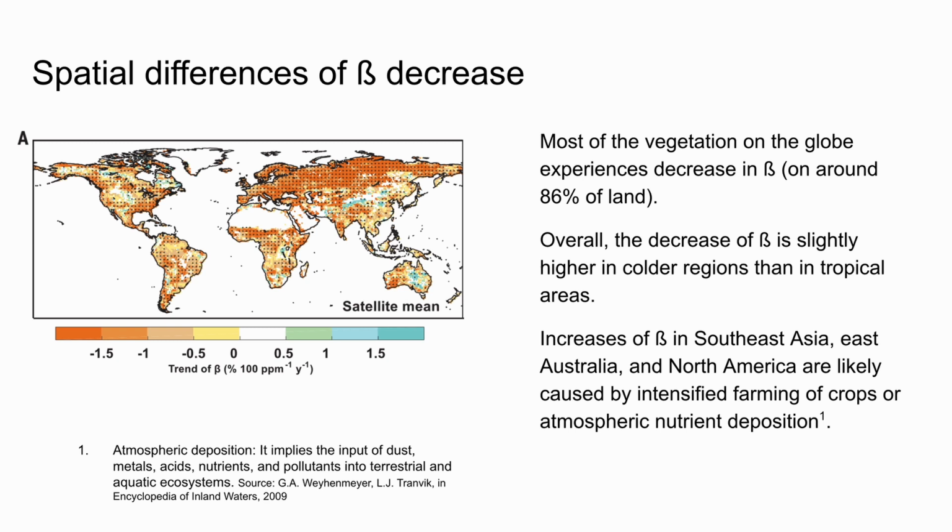There are, of course, spatial differences in the beta factor decrease. Most of the vegetation on the globe experiences a decrease in beta factor, on around 86% of land. What is notable is that the decrease of beta factor is slightly higher in colder regions than in tropical areas. There are certain regions like Southeast Asia, East Australia, and North America, where the beta factor is actually increasing, and this is likely caused by intensified farming of crops or atmospheric nutrient deposition, which is basically when nutrients from the atmosphere are stored and get into the soil.